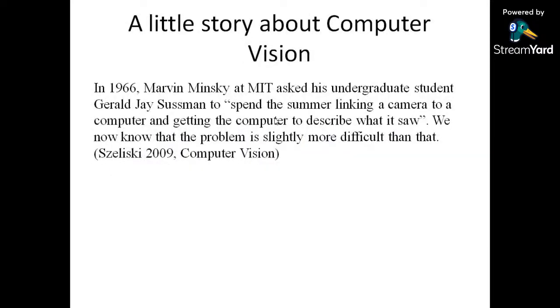Okay, so a little story about computer vision. It's basically for your information. Actually, in 1966, at MIT, one professor asked his undergraduate student to spend the summer linking a camera to a computer and getting that computer to describe what it saw. Because from there, the thinking and perception of computer vision initiated from that date. And that problem is getting more difficult nowadays.